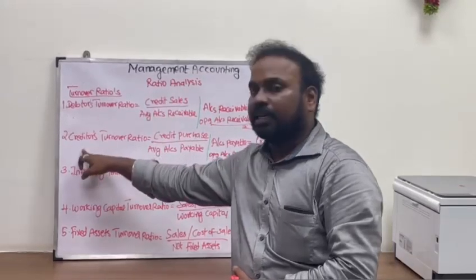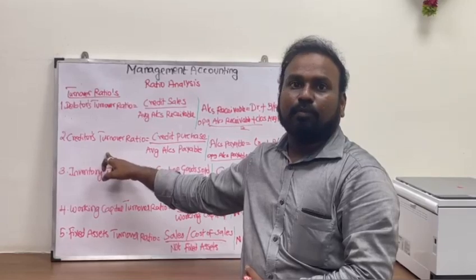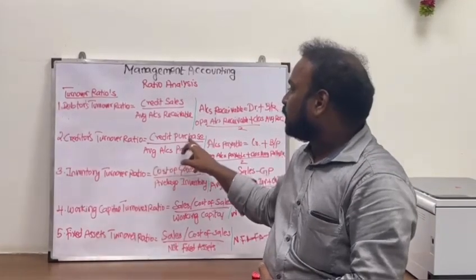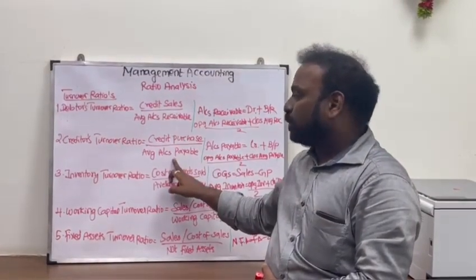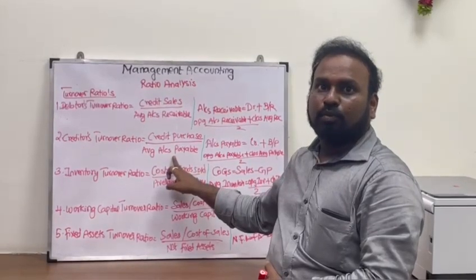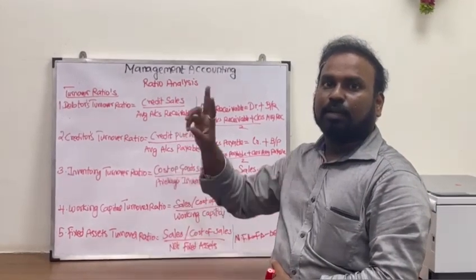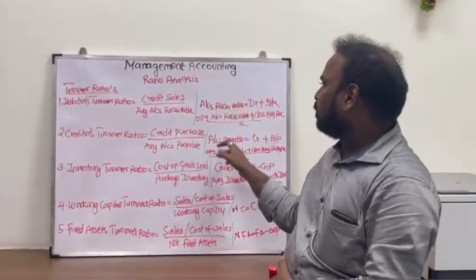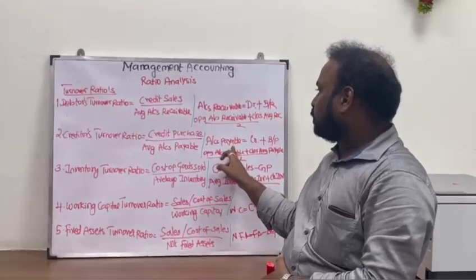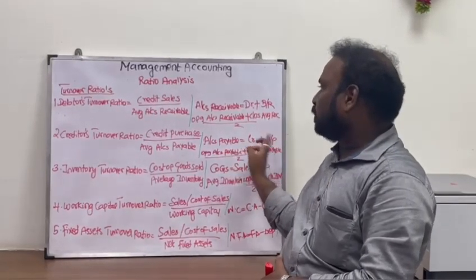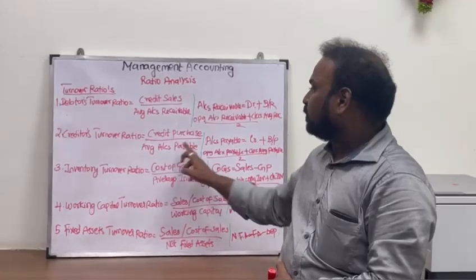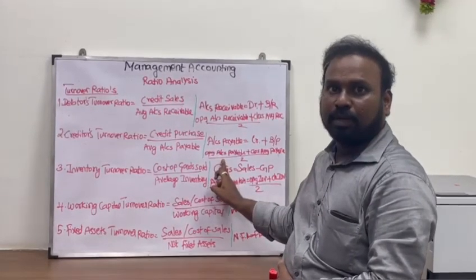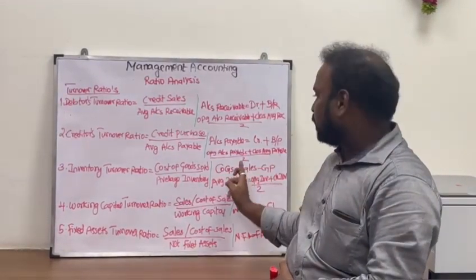Then second one, creditor turnover ratio. The formula for creditor turnover ratio is credit purchase divided by average accounts payable. Again, you need to know what comes under accounts payable. There are two items, like average accounts receivable. So accounts payable equal to creditor plus bills payable. So average accounts payable is nothing but opening accounts payable plus closing accounts payable divided by 2.